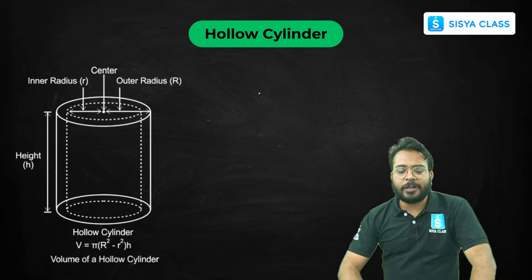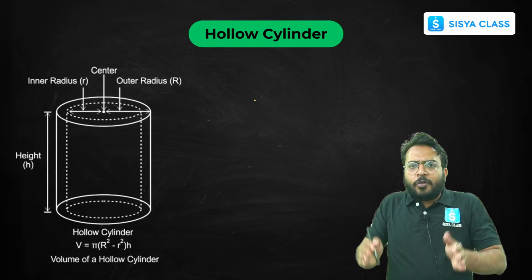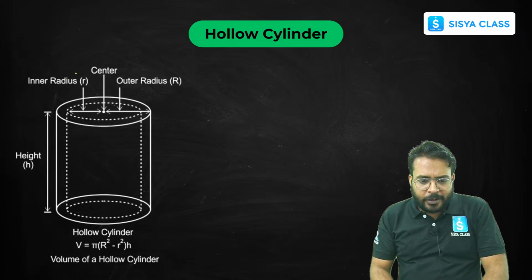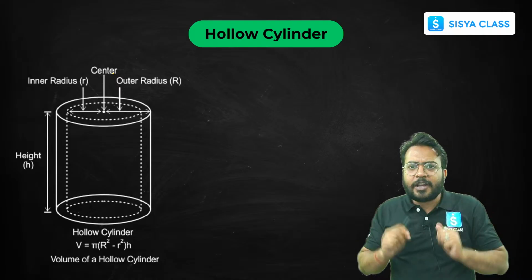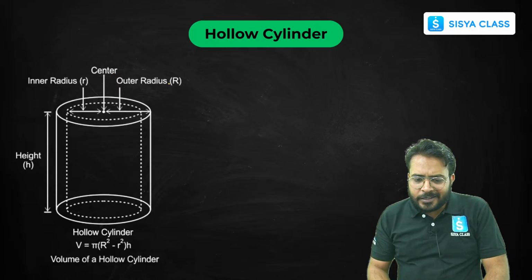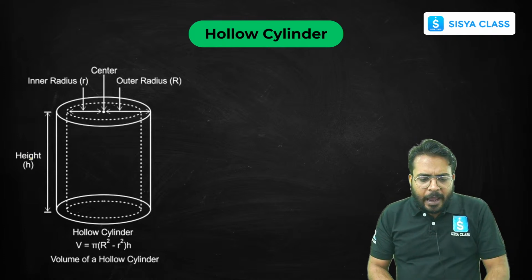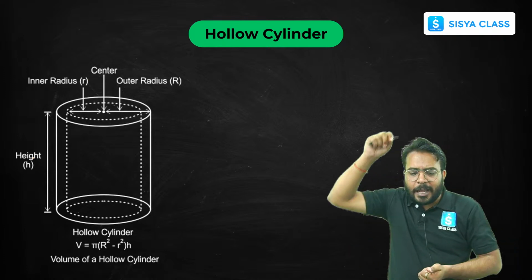See, now the hollow cylinder, beta. A hollow cylinder means it is going to have some external radius and some internal radius, yes or no? So here I have taken one figure. Here my outer radius is given, that is capital R, the internal radius is given, that is small r, and the height of my cylinder is given as h, okay, fine.